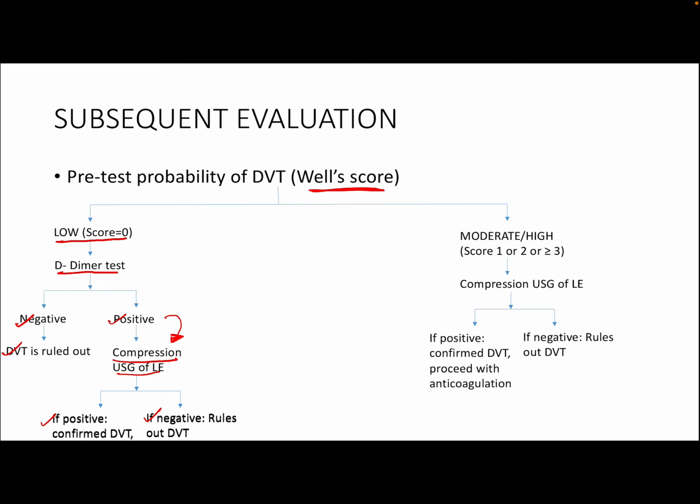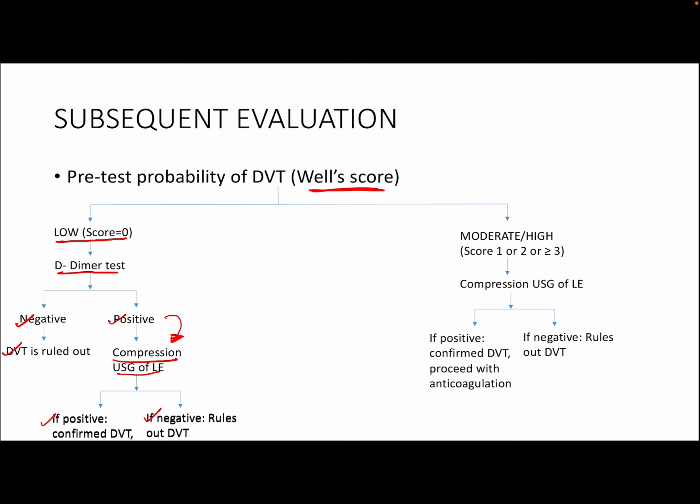So here the D-dimer test actually has a high sensitivity but a low specificity. This means that, just remember sensitivity and snout. So a negative D-dimer test can effectively rule out a DVT, but a positive D-dimer test is not specific for DVT because it can be elevated in many other conditions like malignancy, sepsis, pregnancy, trauma, even any recent surgery.